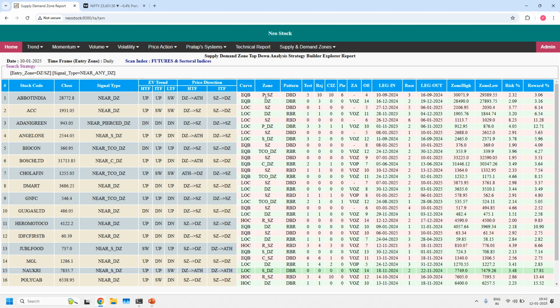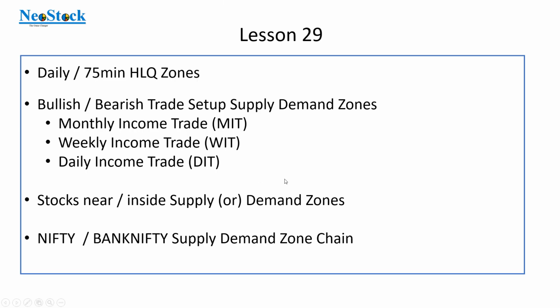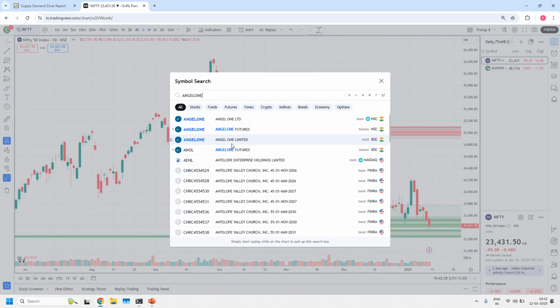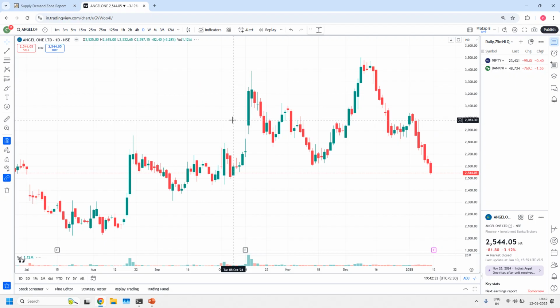So what are all the HLQ zones on the daily time frame? Let us identify. This is the first, Angel 1 is the first daily HLQ zone. And when is the lagging date? 11/9/2024, after the 2 base candles. So I am going to the daily chart, opening the Angel 1 chart. The equity chart. Always we do analysis on the equity chart, not on the futures chart. Please remember, futures chart premium values will be added so that analysis won't be accurate.